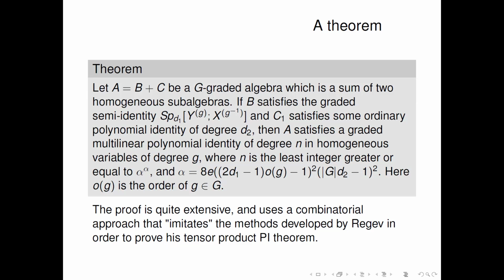Then N will be the least integer which is greater or equal to alpha, where alpha is this monster, where o(G) is the order of the element G. Okay, I'm not going to enter into details about the proof since it is extensive. It uses a combinatorial approach imitating the methods developed by Regev. And since it is too extensive, I'm going to skip it altogether.